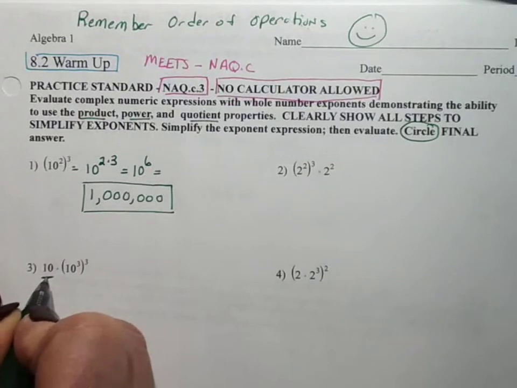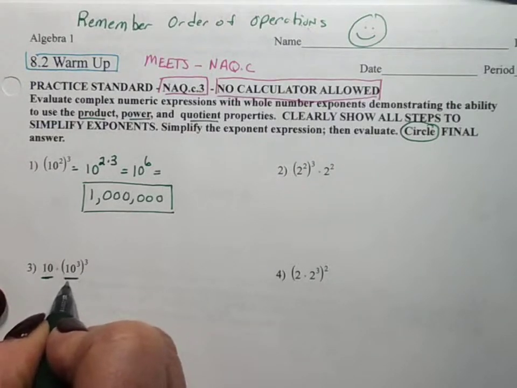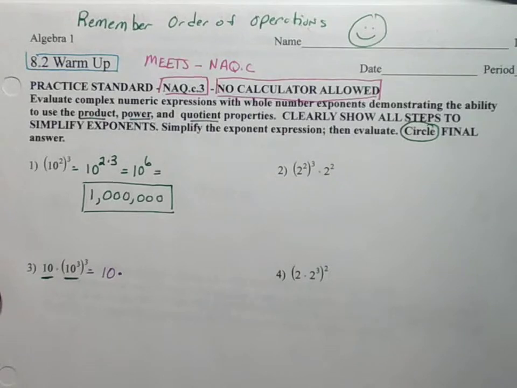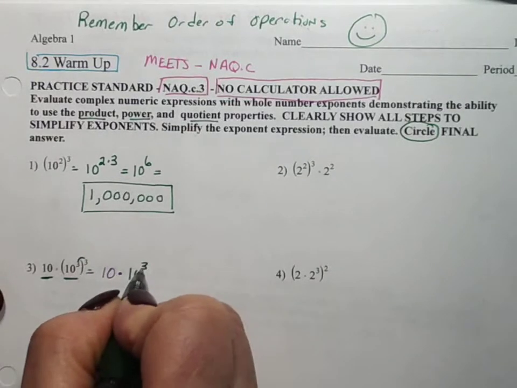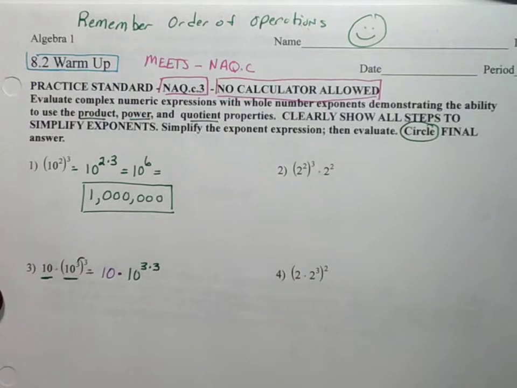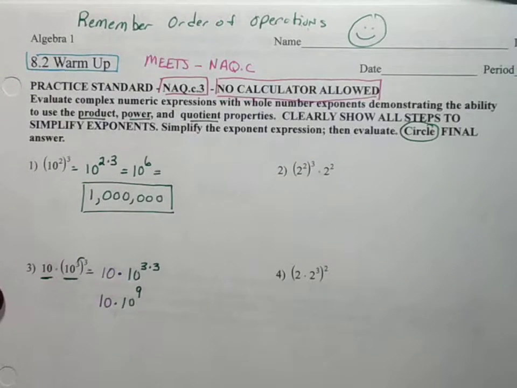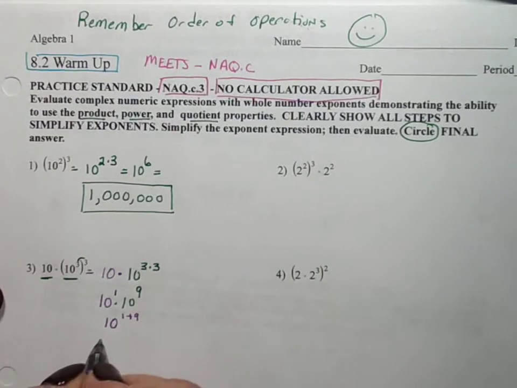Three, we've got two things going on. The first thing we do, with order of operations, is exponents. So we're going to take this 10, and we're not doing anything with that just yet. Then we have power to power, so that's 3 times 3. So I'm going to have 10 times 10 to the 9th. Now the exponent here is 1. Same base, I'm multiplying, so I add the exponents. 1 plus 9 is 10 to the 10th.